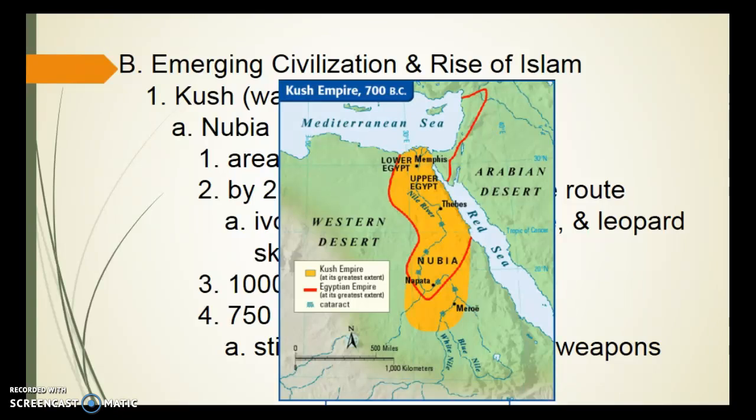So, Nubia, you can see, is along the Nile River. And Egypt, of course, we mentioned before as a powerhouse earlier, and it is in that same region, with Nubia just further south from ancient Egypt.